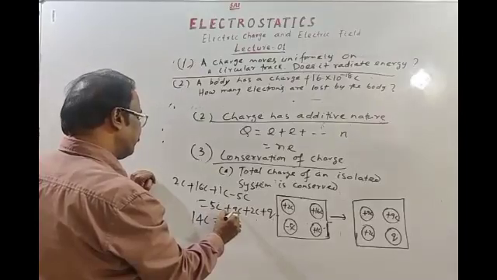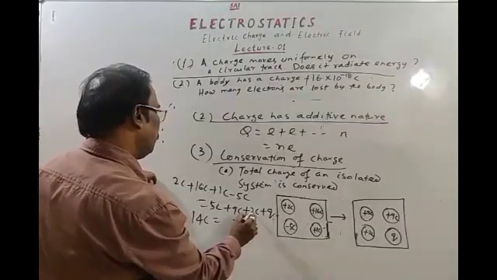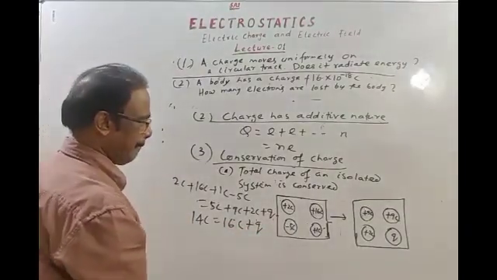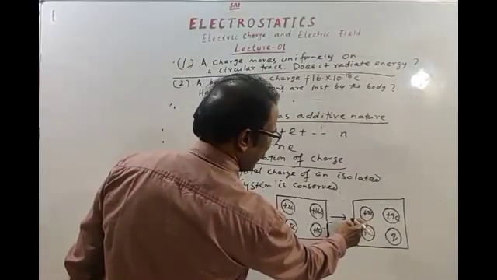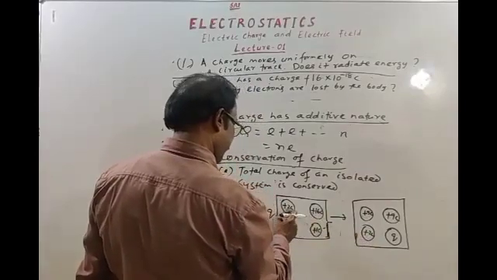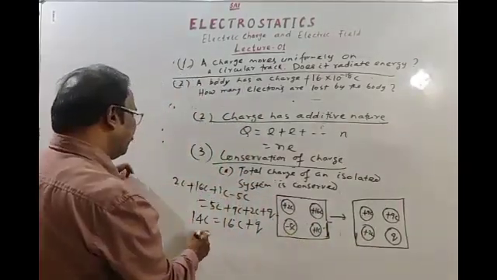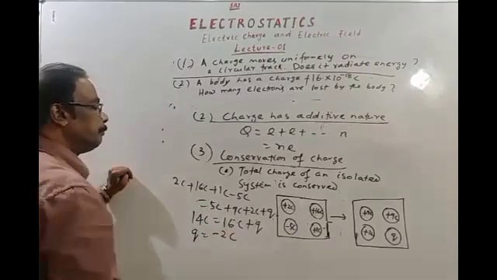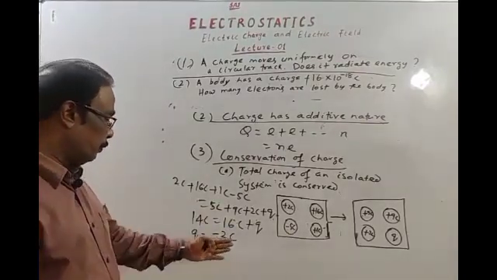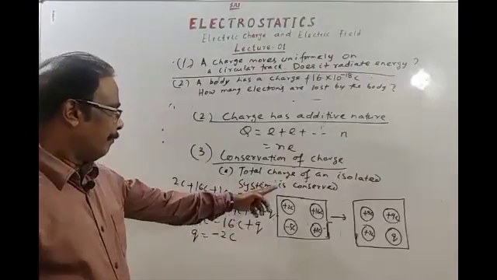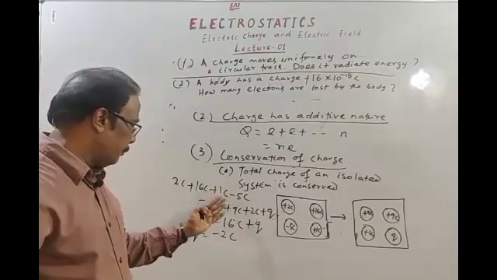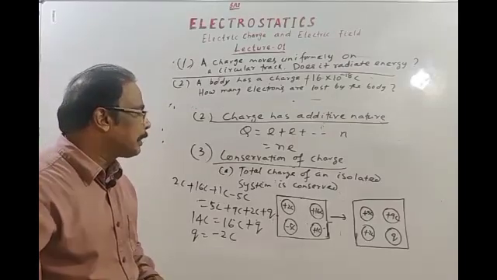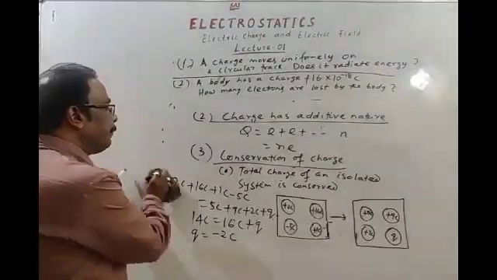This is 9 plus 5, 14, plus 2, 16 coulomb plus Q. Then Q is equal to 14 coulomb minus 16 coulomb, which equals minus 2 coulomb. Charge is conserved. So after they are brought in contact, charge remains the same, and we found the unknown charge Q is minus 2 coulomb. So this is point 1: the total charge of an isolated system is conserved.